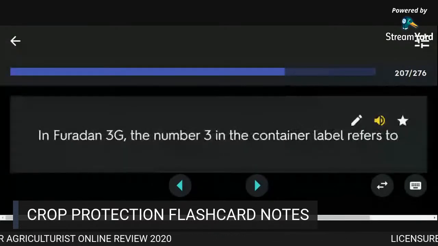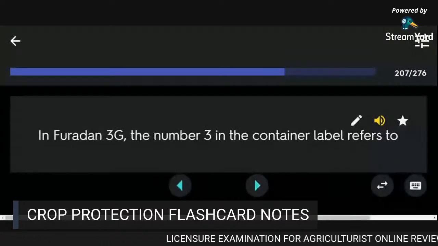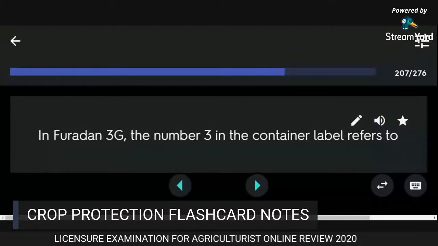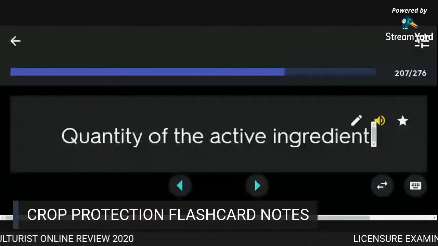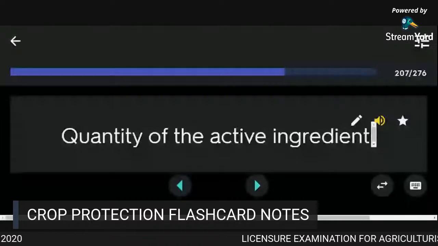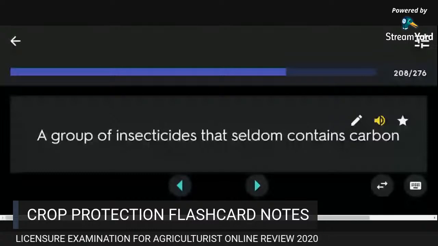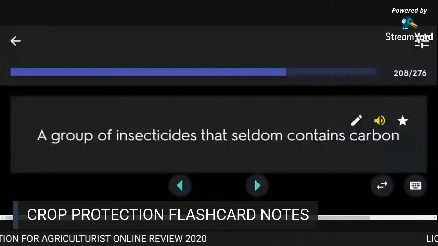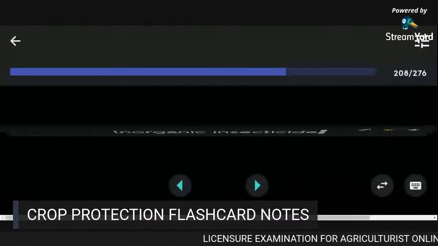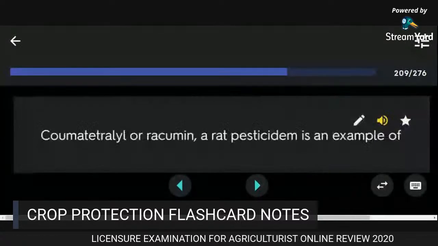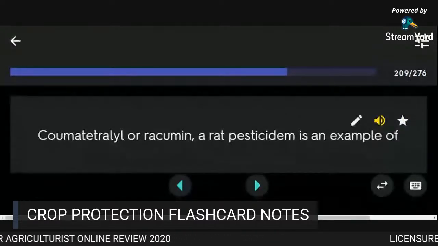In Furadan 3 grams, the number 3 in the container label refers to the quantity of the active ingredient. A group of insecticides that seldom contains carbon: inorganic insecticide. Coumatetralyl or Racumin, a rat pesticide, is an example of anticoagulants.